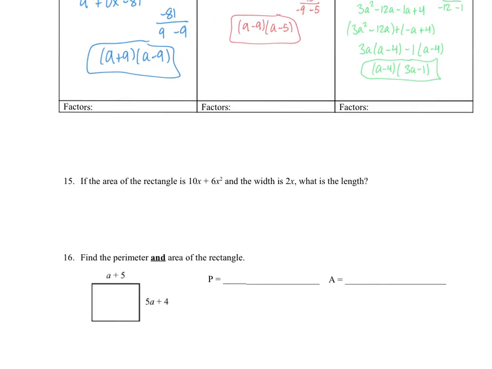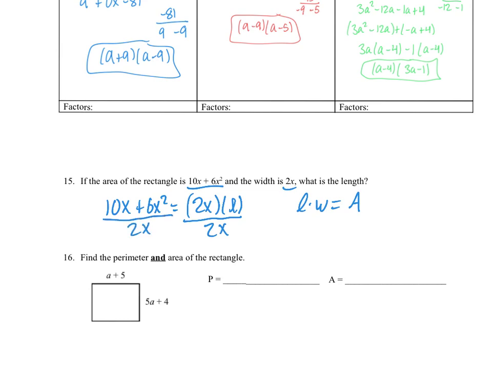Here, if the area of a rectangle is this, and its width is this, what's its length? We know length times width equals area. So it's basically telling you what times 2x is going to give you that. Let's set that up: 10x plus 6x squared equals 2x times the length. So all you're doing is dividing by 2x on both sides.